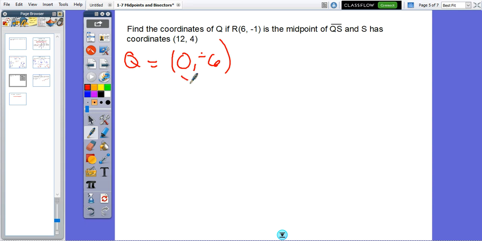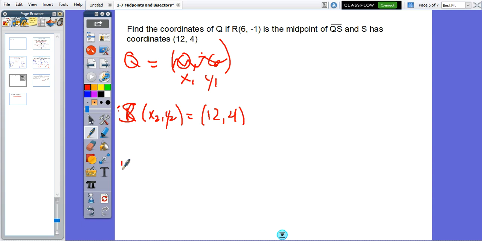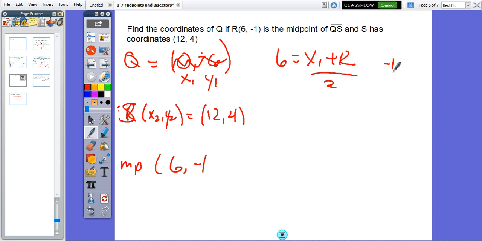So remember, we're looking for this. This will be our x1, y1. Right now, let's say you don't know this answer. But our other endpoint, our x2, y2, they give to us as 12 comma 4. And our midpoint, they give us this time, will be 6, negative 1. So when you go and set it up, you'll say 6 equals x1 plus 12 over 2. And for our y, we'll set up negative 1 equals y1 plus 4 over 2. Again, we use this method when we're looking for one of the endpoints.